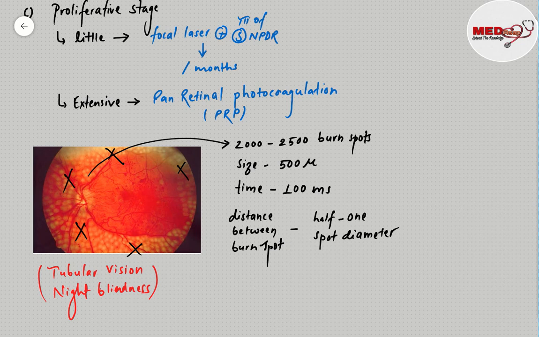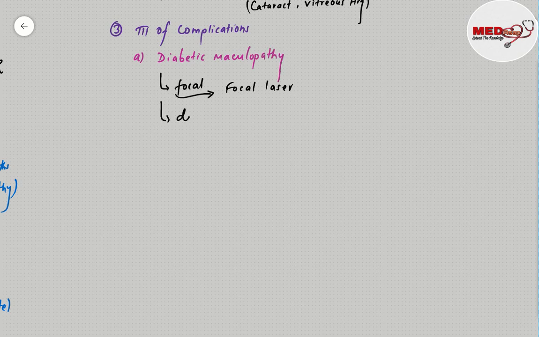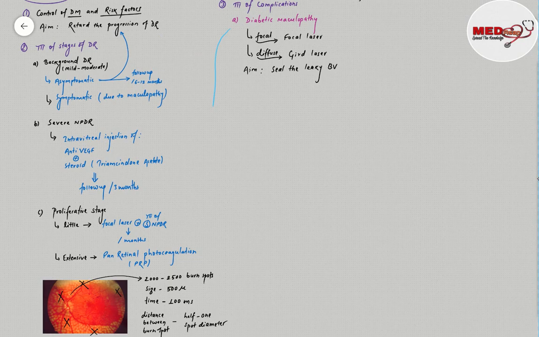Now finally, let's move into the third section of the treatment, which is the treatment of the complications. Let's start with the first complication, diabetic maculopathy. If the maculopathy is focal, then we have to apply the focal laser. If it is diffuse, then we have to apply the grid laser. Here the aim of applying laser is to seal the leaking blood vessels. So the indications of laser photocoagulation are the proliferative stage and maculopathy.